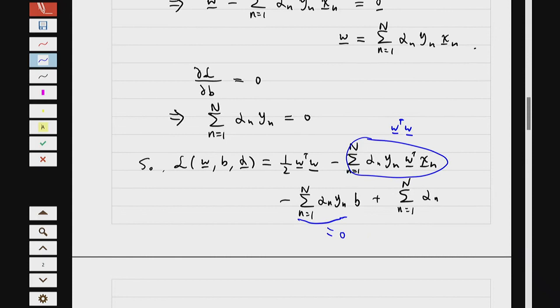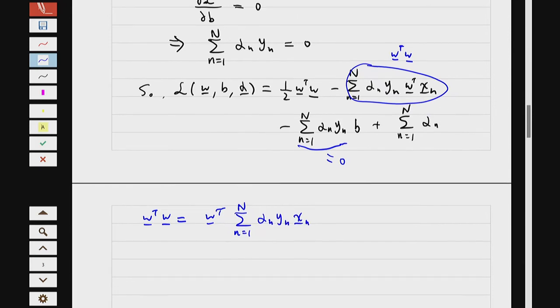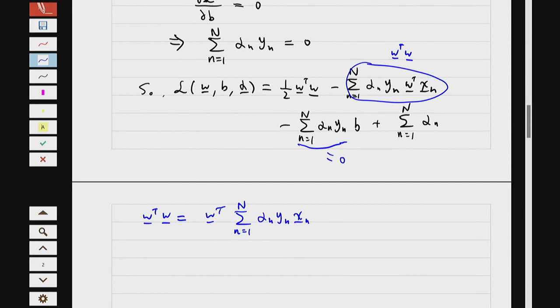Furthermore, since I can combine these two together, I get negative half of W transpose W. And then I also know what W is. I can substitute those things into this W transpose W, right? So we also know that W transpose times W is equal to W transpose times this, what's that? Alpha n, yn, xn, like this, right? And, oh, I forgot it.